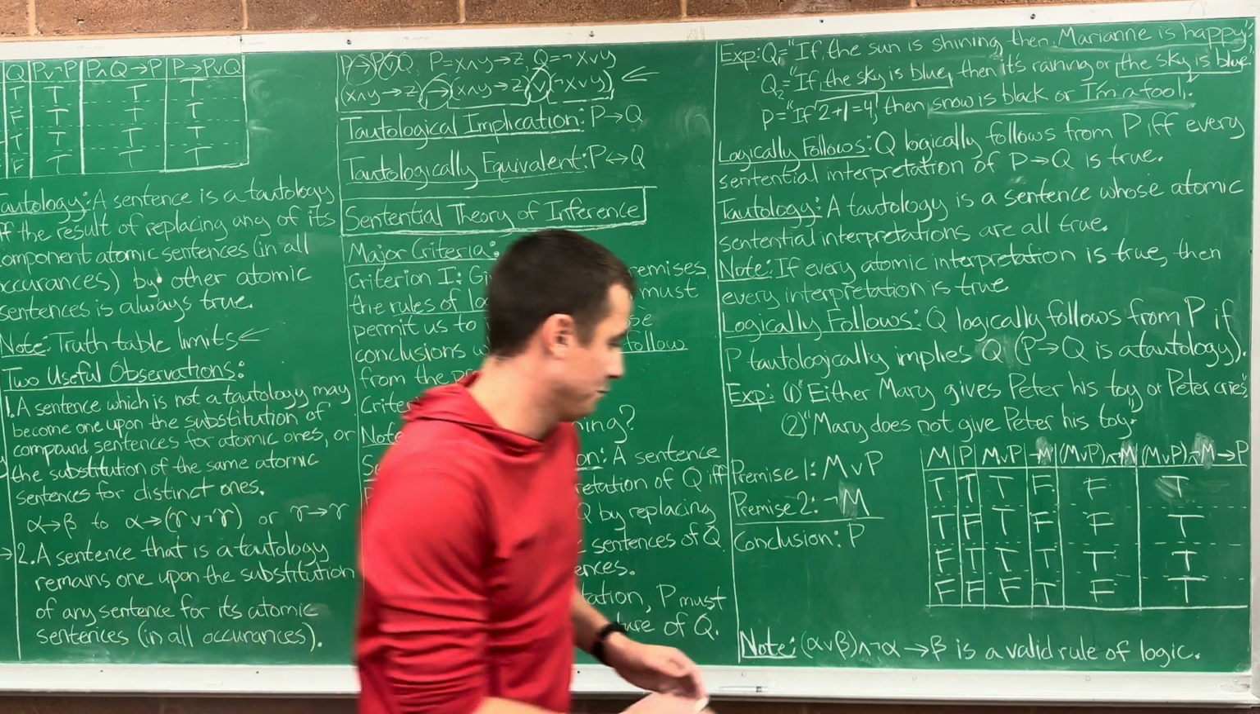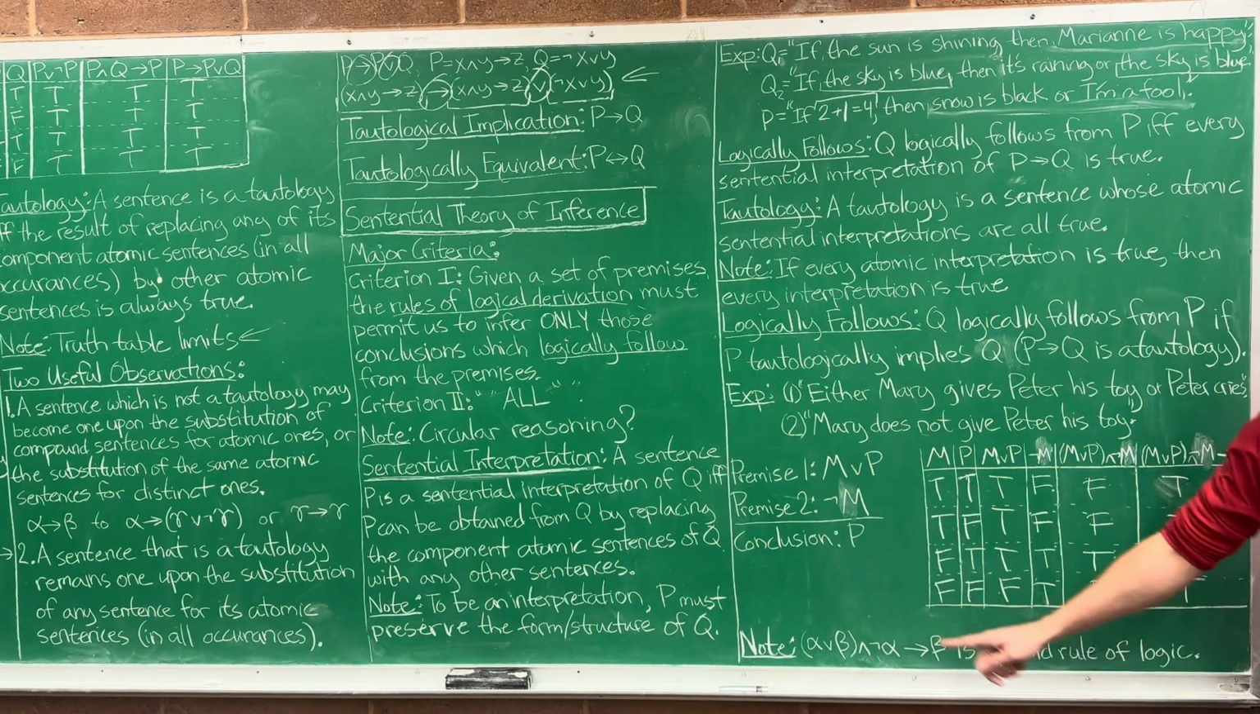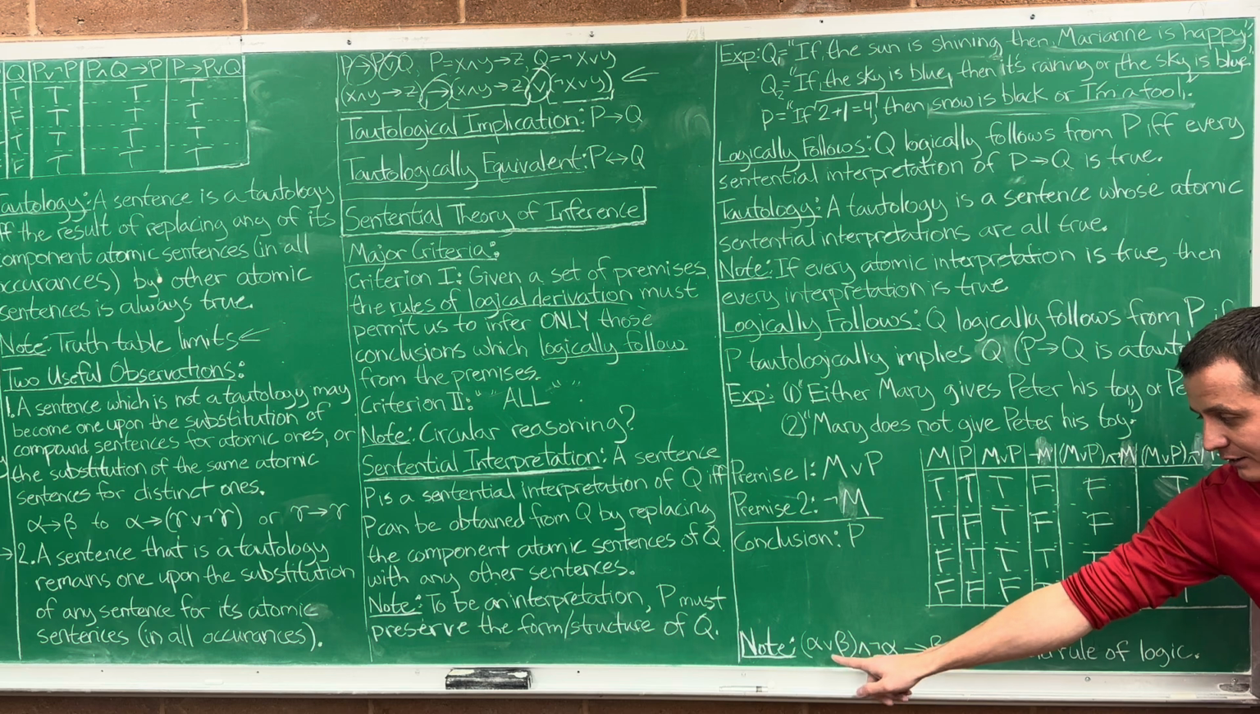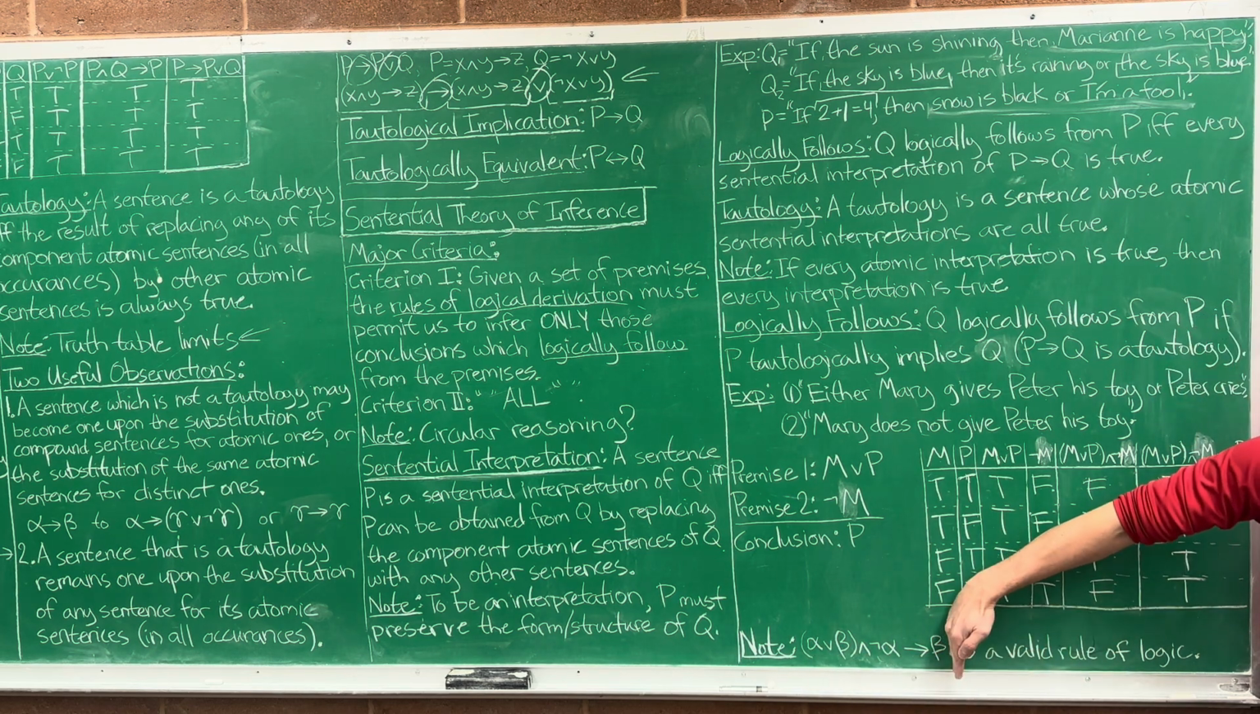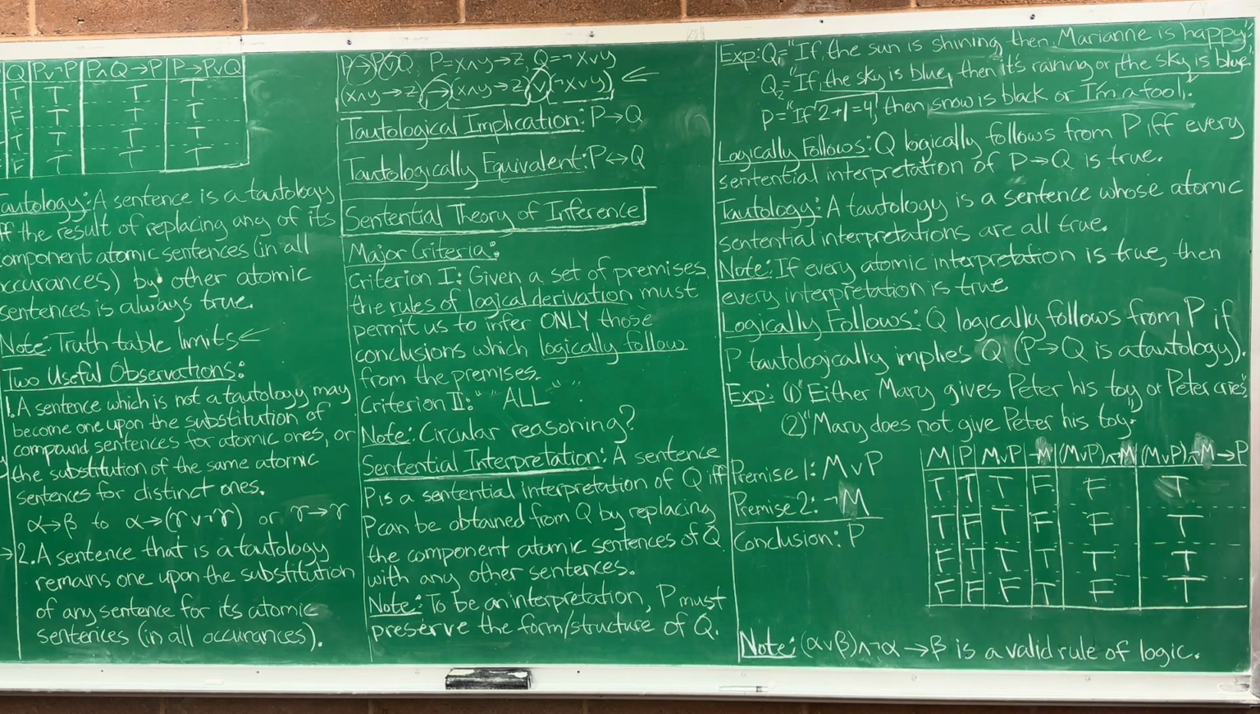So what we did in that proof is we showed that using different symbols, but the exact same thing. Alpha or beta, and not alpha implies beta, that whole thing, is a valid rule of logic.